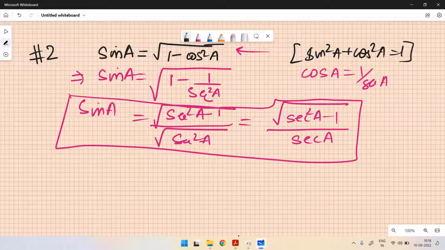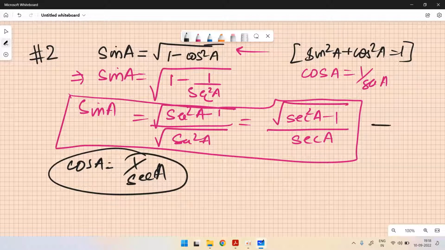And if you already know that cos A is nothing but 1 by secant A. This is the inverse, so this is directly equation 1, and this is equation 2. You know that there are 6 trigonometric ratios: sine, cos, tan, cot, cosecant, and sec. Secant is already given, so I have 2 expressions already, and 5 more to find.